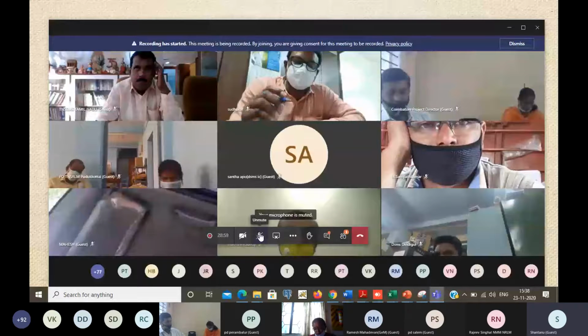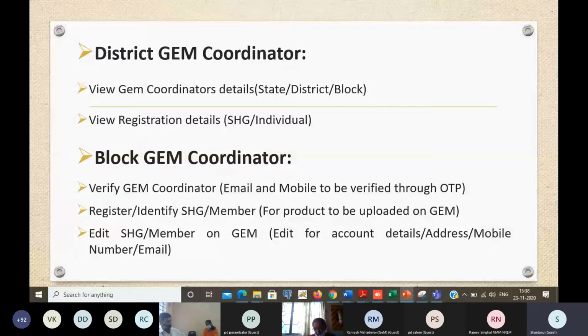Then the registration and identification of SHGs and the members for which products are to be uploaded on GeM. The first activity is identification of SHGs and members. This needs to be decided at the block level by the GeM coordinator in consultation with the state and district team: which SHG products can be uploaded on GeM, based on the products which can be sold on the GeM platform. Once they have seen the details of the products, they can identify the SHG in the system.